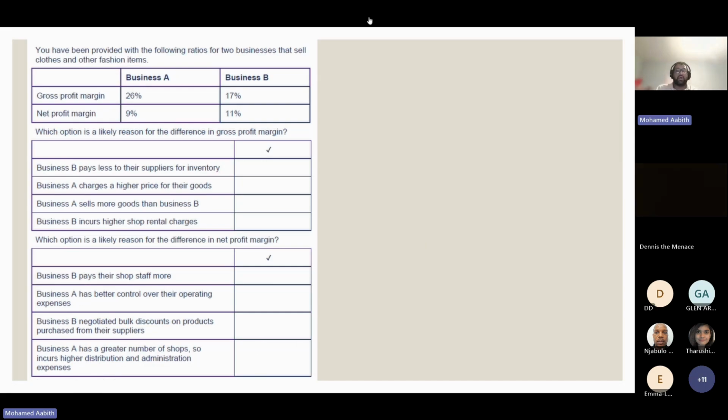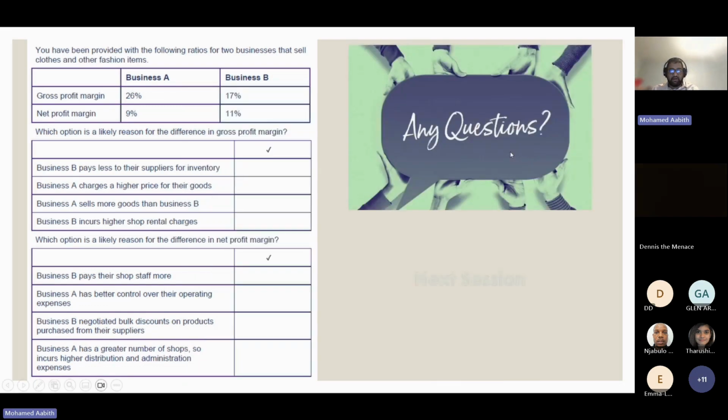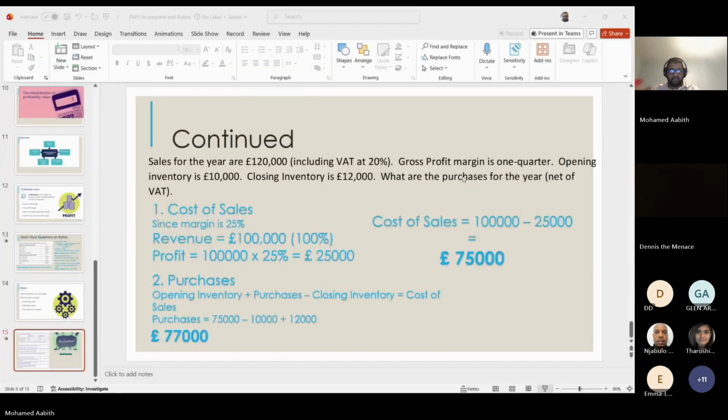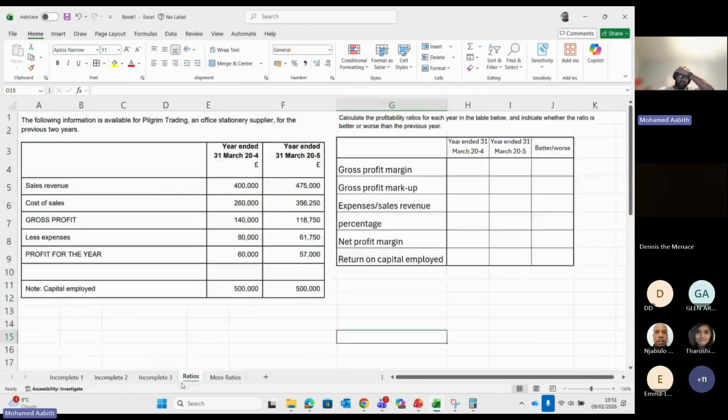So let's see here quickly. Let me share the spreadsheet with you. The spreadsheet here. Yeah, all right. Let's look at the ratios question now. Let's look at how we're going to come up with these answers. So first one here: calculate the profitability ratios for each of the tables below. Indicate whether the ratio is better or worse from the previous year.